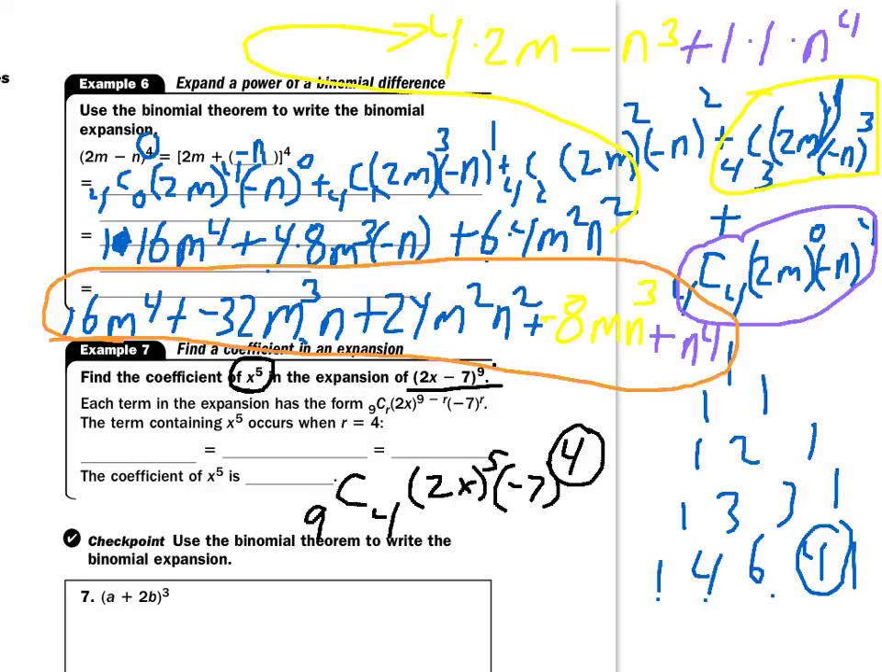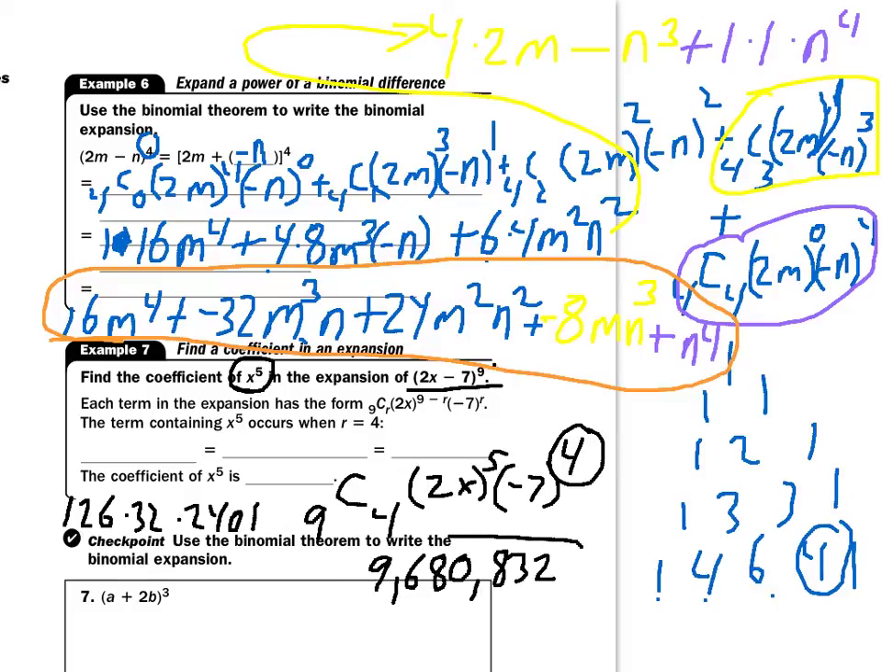And if you put all that together, what they ask you for is the coefficient. That's the number. So you got 9 choose 4, which is 126. And you got 2 to the 5th, which is 32. And you got negative 7 to the 4th, which is 2401. And if you multiply those three numbers together, you end up with, now watch this crazy number, 9,680,832. That's how we get those. All right? You guys go ahead and take a look at these checkpoints here.